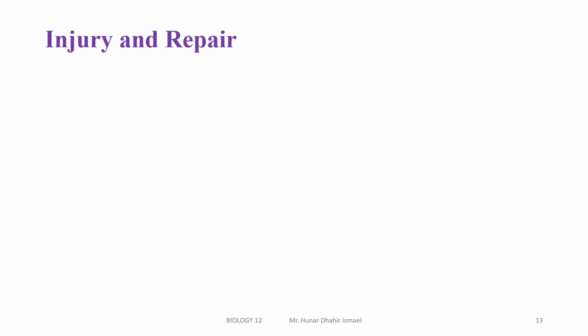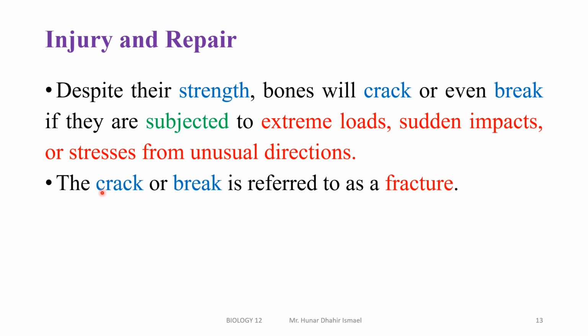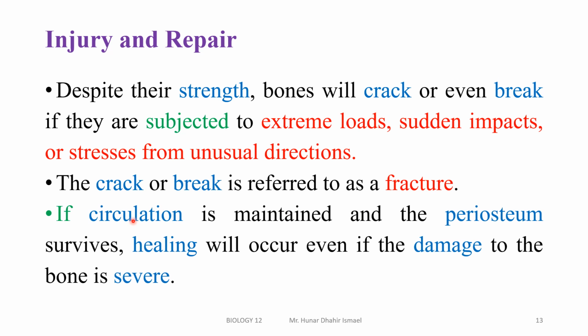Injury and repair. Despite their strength, bones will crack or even break if they are subjected to extreme loads, sudden impact, or stress from an unusual direction. The crack or break is referred to as a fracture. If circulation is maintained and the periosteum survives, healing will occur, even if the damage to the bone is severe.